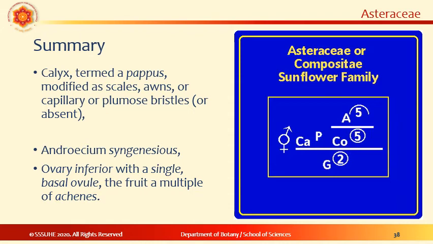The floral formula for this family is shown, where the calyx is pappus, shown by a P, corolla 5, androecium is 5, and the condition syngenesis is shown, and gynoecium is shown here as 2, and the unilocular ovary later forms the fruit, the cypsela.